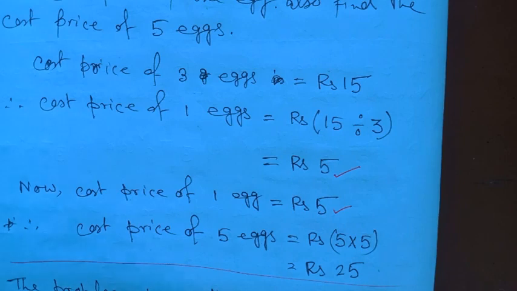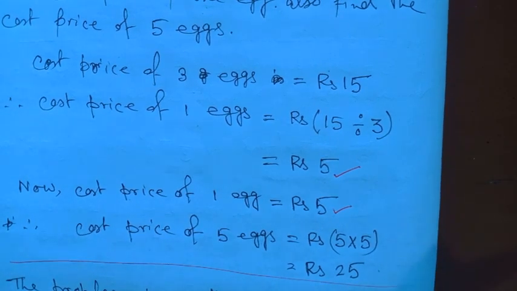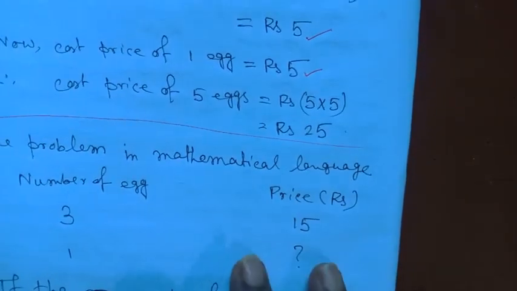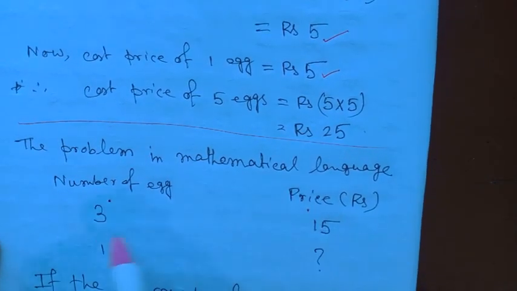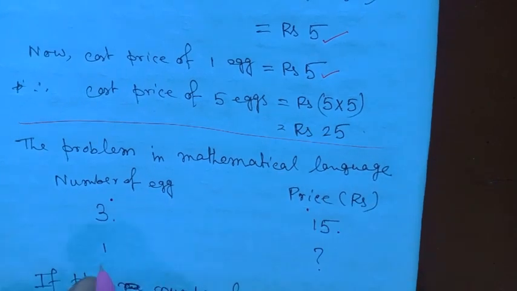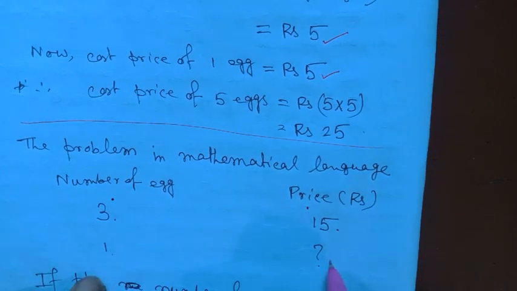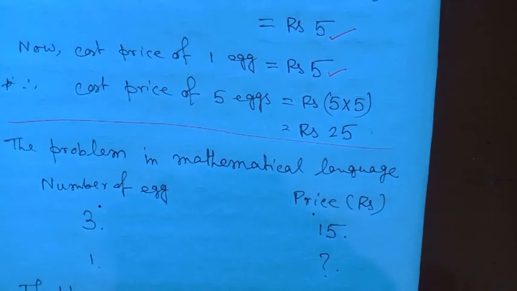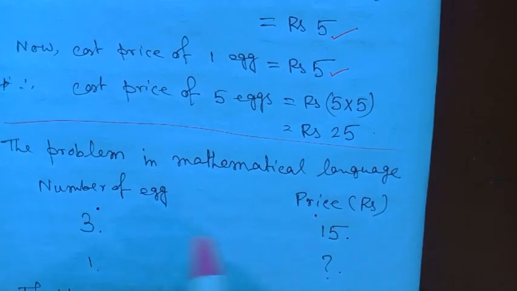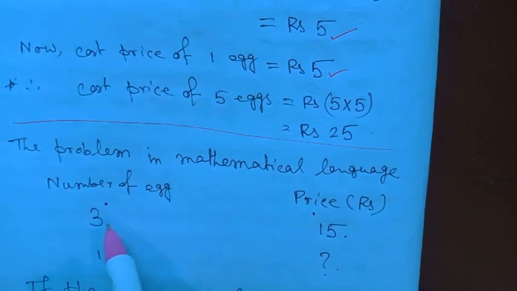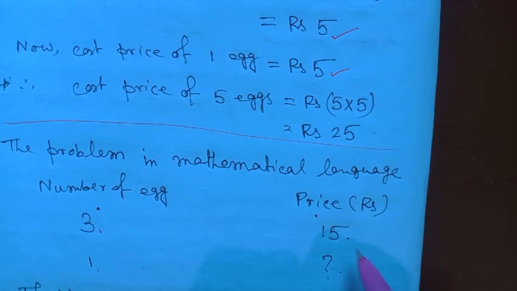But if we put this problem into mathematical language, then what happens? The problem in mathematical language: number of eggs and price. Number of eggs is 3, price is 15. If the number of eggs is 1, then what will be the price? This is the question mark. If we put this problem into mathematical form, we get it this way: if the number of eggs is 3, then the price is 15. Then the number of eggs is 1, and we have to find this out. This is in mathematical language.